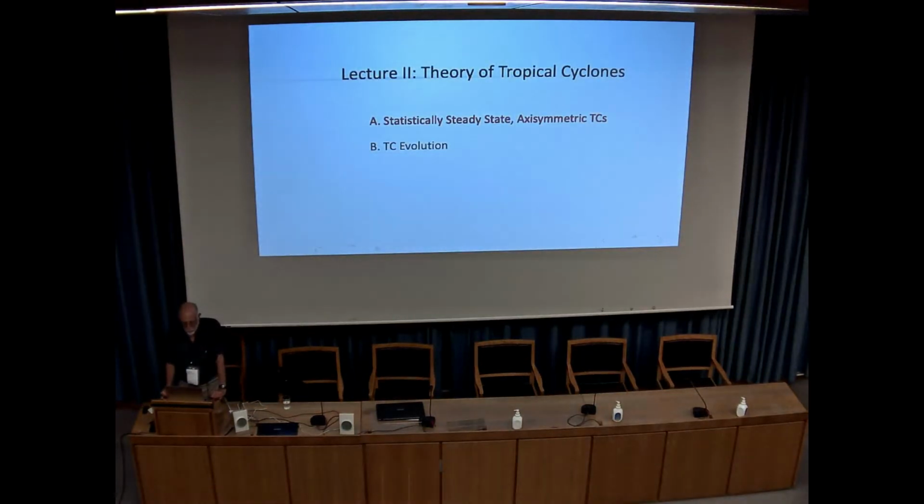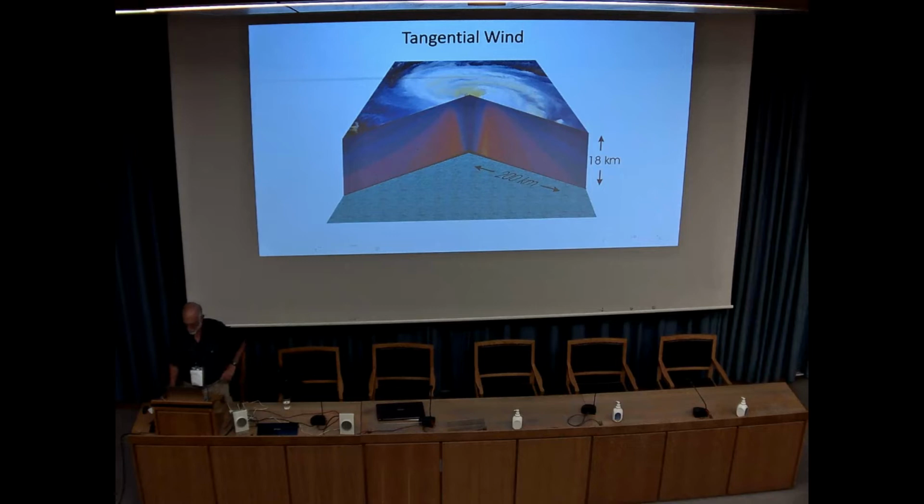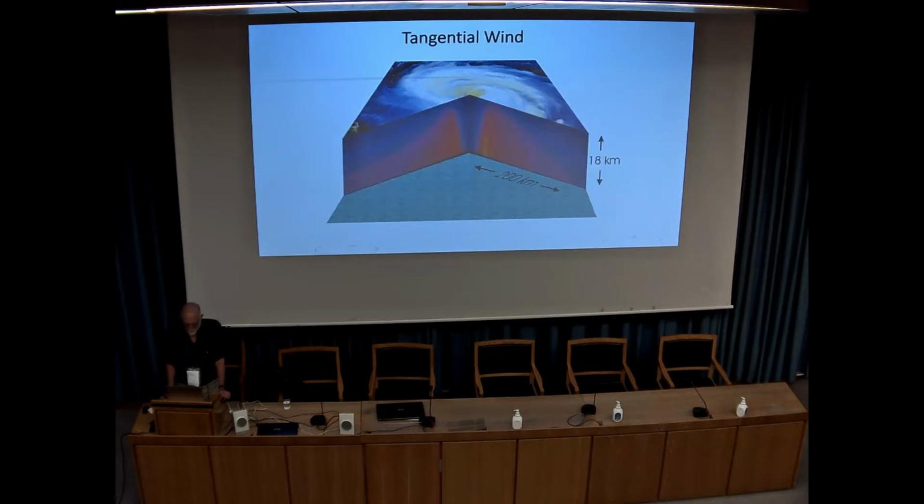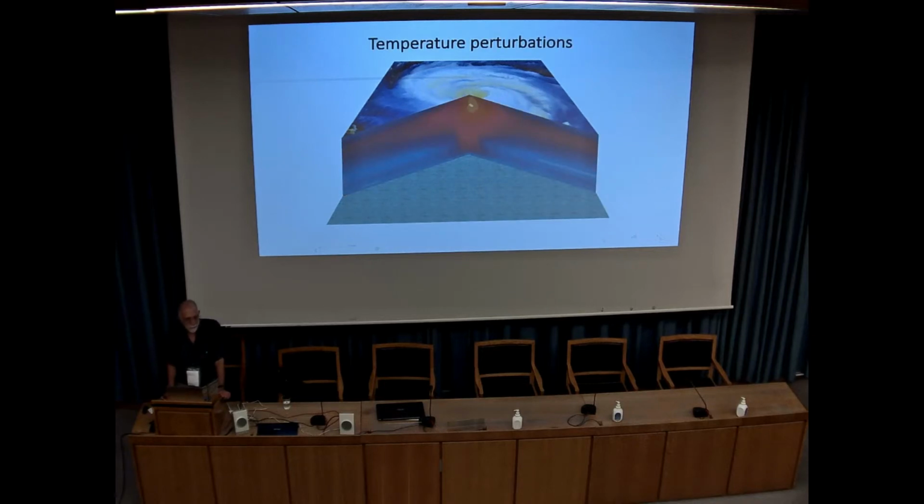Okay, so this lecture is divided in two pieces, and I think we'll stop after the first piece and take a break and then come back to the second piece. The first piece is on the statistically steady state axisymmetric tropical cyclones. We'll start out by taking a look at this tangential wind distribution and putting that together with the temperature perturbations. Again, I just explained this is the thermal wind relationship. Tangential wind decreasing with height and temperature perturbation decreasing with radius away from the center.